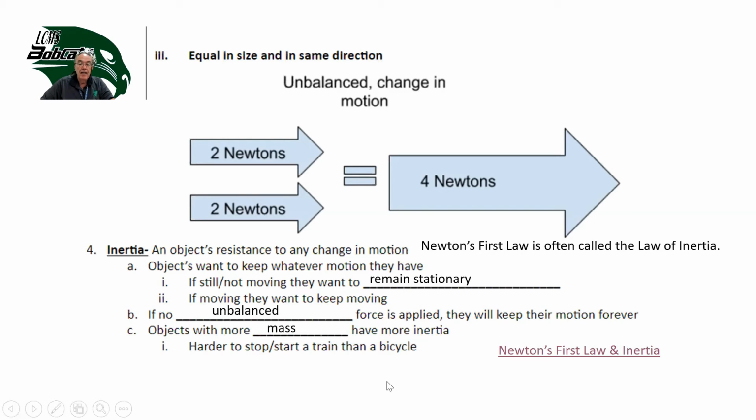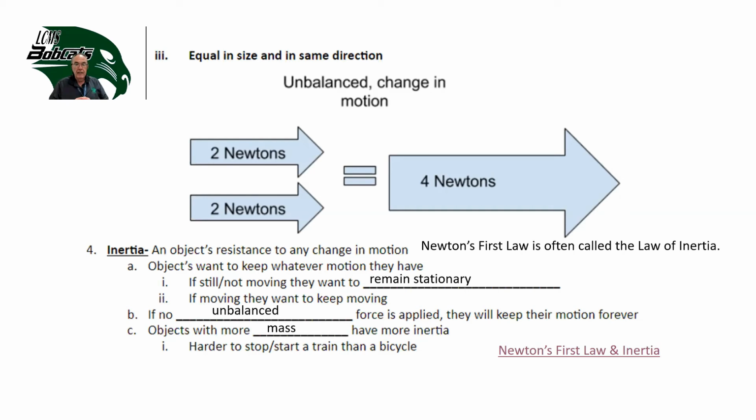Objects with more mass have more inertia. So it should be pretty logical. It's harder to stop a train than a bicycle. Or, for example, if 2 balls were coming at you, one of them was a ping pong ball, and one of them was a shot put, which is a steel ball. It looks like a cannonball.